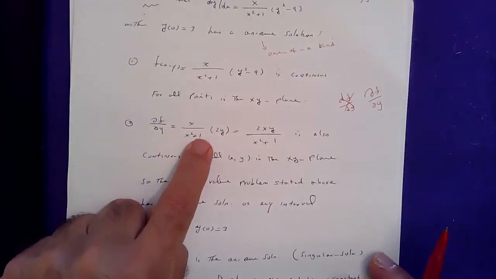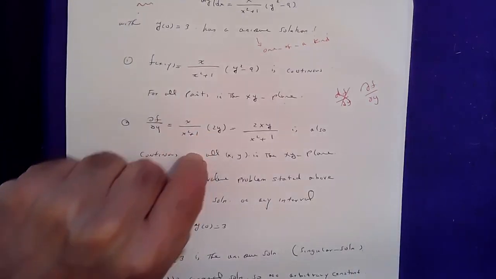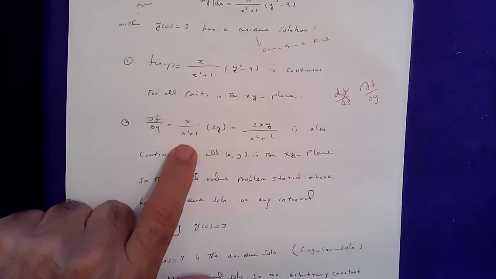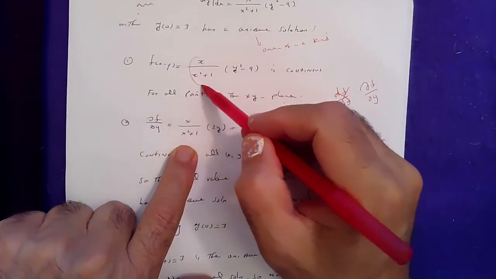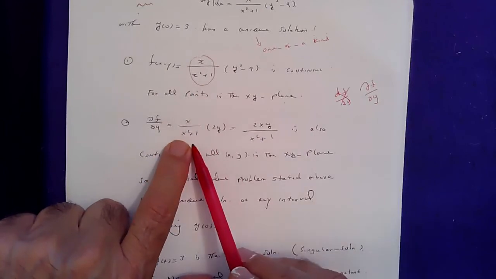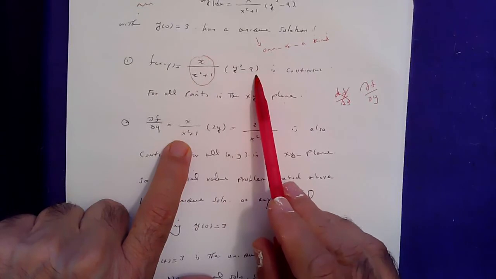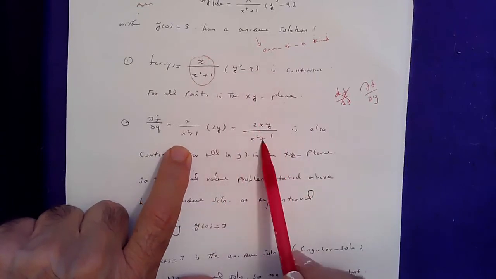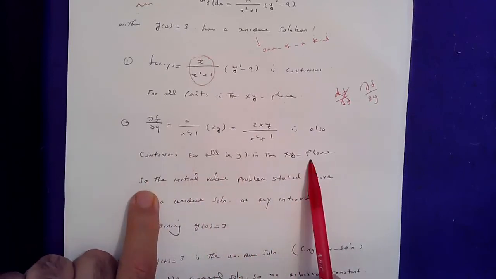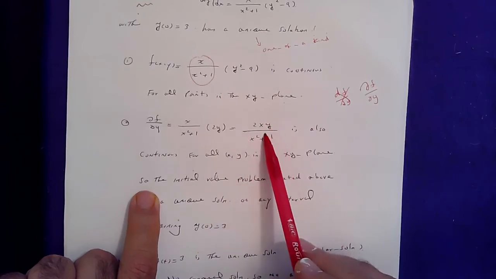Remember, the function here is in terms of x and y. Those are the independent variables. The dependent variable is f. So how do you do this? This part is constant because the partial derivative is taken with respect to y, so that goes to the right. All you have to do is take the derivative of y squared minus 1 with respect to y, which is 2y, and you get this. This is also continuous for all ordered pairs in the xy plane because no ordered pair makes it undefined.